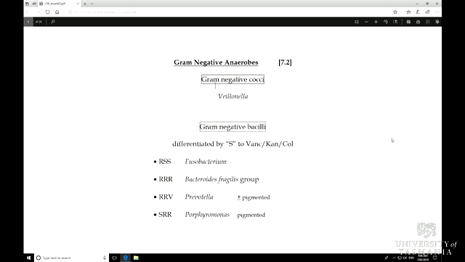Then there's Bacteroides fragilis. We call it one species, but in fact there's a whole group that belong to that species. We only ever just call it B. fragilis. And they resist all those three drugs.